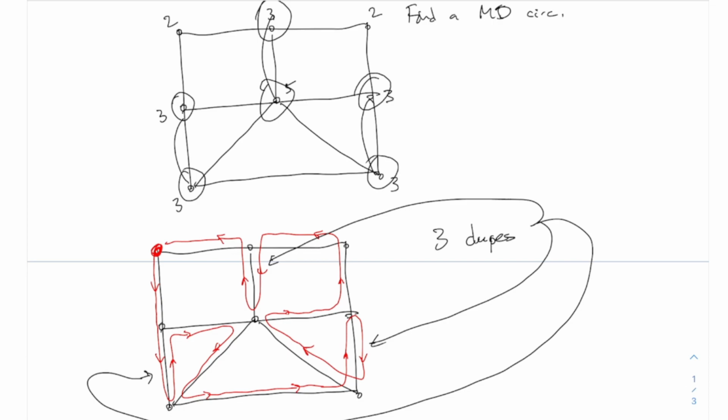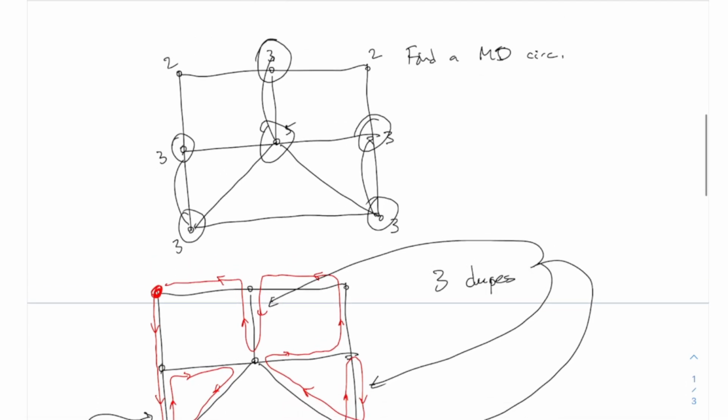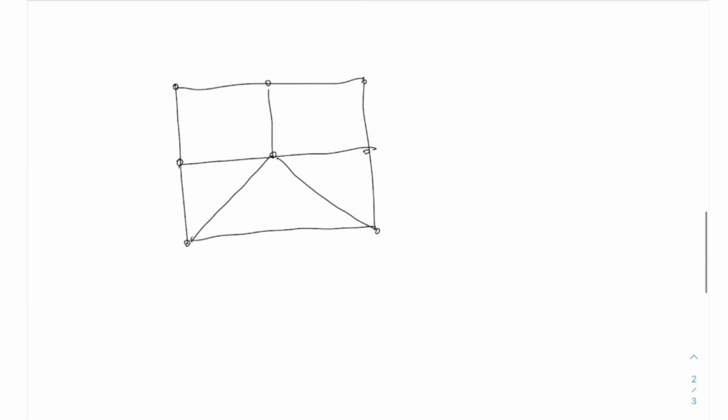That's minimum duplication circuit. What about a minimum duplication path? That means you can start and end at 2 different places. What that means in practice is you look at the odds, again, are these 6 vertices. But since I only want a path and not a circuit, I don't have to make them all even. I can leave 2 of them as odds and make the rest even. So that means I only am going to require 2 edge duplications in this case.